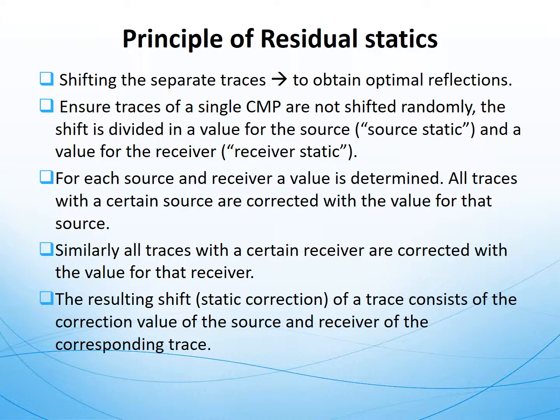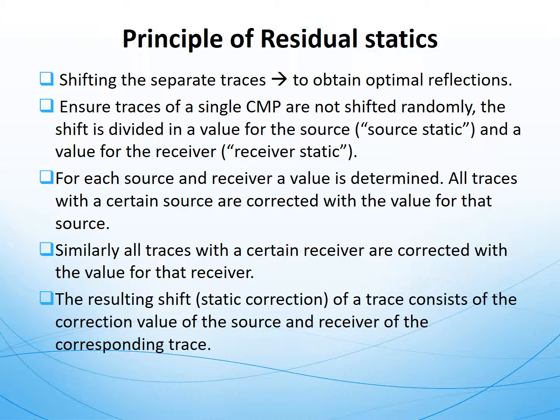The residual statics is basically shifting the separated traces to obtain the optimal reflection. It is to ensure traces of a single common midpoint are not shifted randomly. Therefore, the shift is divided into a value for the source and a value for the receiver. For each source and receiver, a value is determined, which is, in other words, not applicable to all. Okay, we identify each particular source and each particular receiver to do the residual statics.